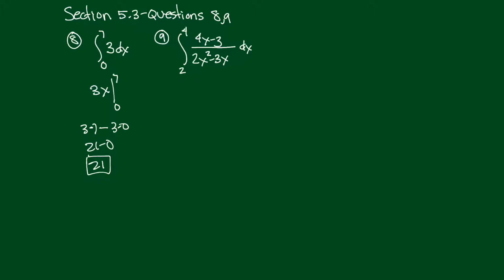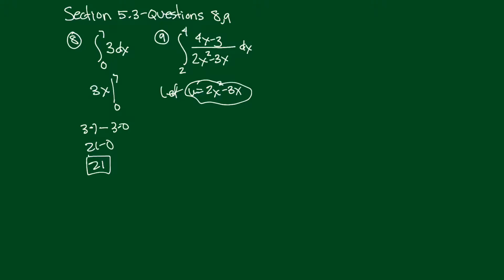Problem number 9 is going to take us a little bit more work than problem number 8. We've got a quotient here, and it's nothing direct, so it doesn't match one of those basic integration formulas. So I've got a quotient. I'm thinking u substitution, and when I have a quotient, I'm going to let u equal that denominator, 2x squared minus 3x. Now let me circle it here so I can see it.